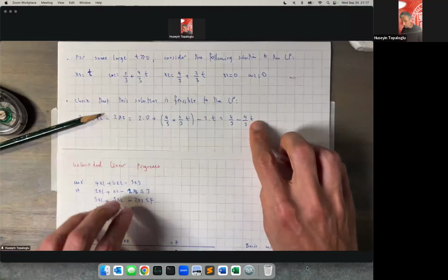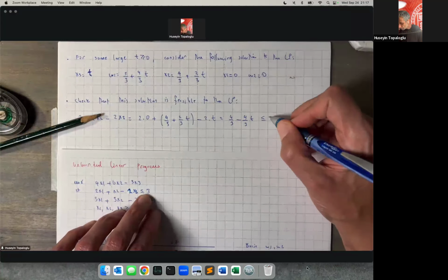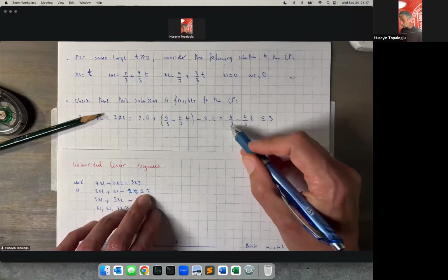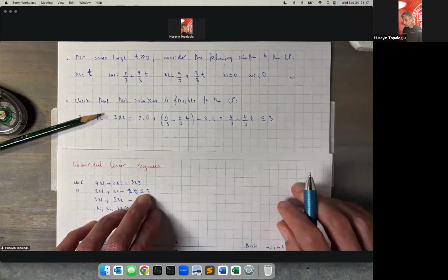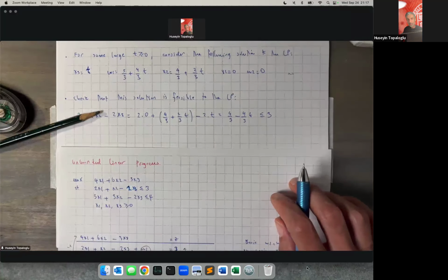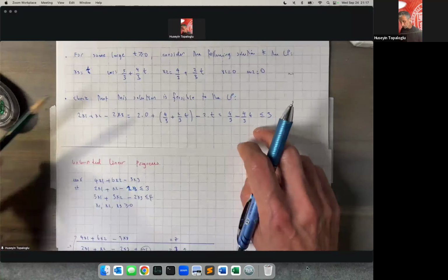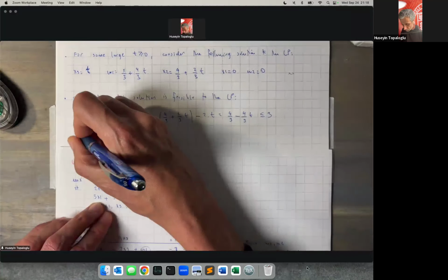For t greater than or equal to 0, is 4/3 minus 4/3 t less than or equal to 3? Yes. This is 1.333. 1.33 minus some number is always going to be less than or equal to 3. Good. So then no matter what the value of t is, this solution satisfies the first constraint. Let's check the second constraint.